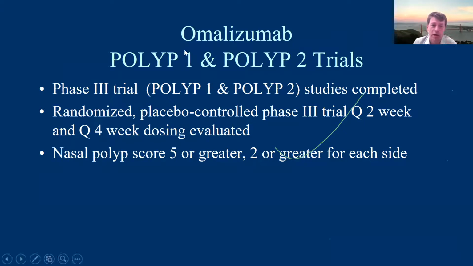There is a much larger trial that has now been completed. This is a phase 3 trial run by Genentech, which is the maker of omalizumab, or Xolair. They did a randomized placebo-controlled study with the goal of achieving FDA approval for this medication as a treatment for chronic sinusitis with nasal polyposis. They looked at both Q2 week and Q4 week dosing. The inclusion criteria required a nasal polyp score of 5 or greater, that's the combined score for both sides, and you also had to have a score of at least 2 on each side.